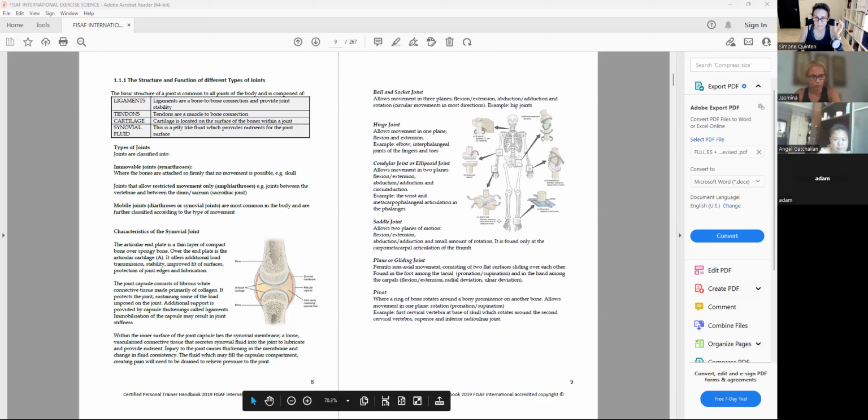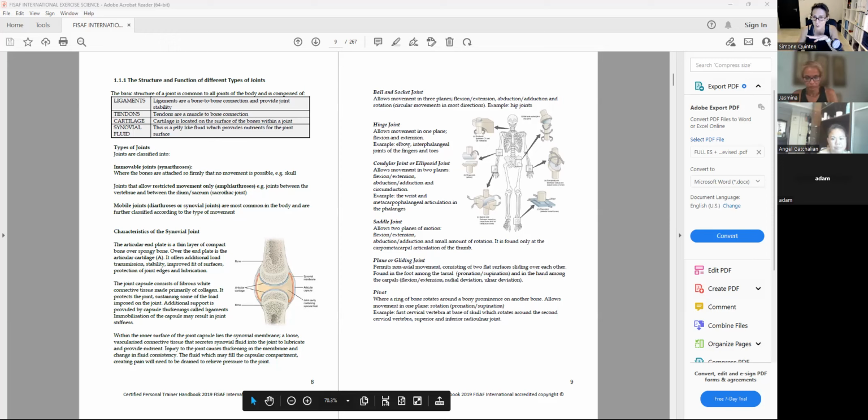Then you don't necessarily need to know all the different joints. For example, the thumb is the only saddle joint in our body, actually. So that's the only joint which is a saddle joint. Yeah, so it's actually quite easy to remember. Okay, but I wouldn't worry too much.